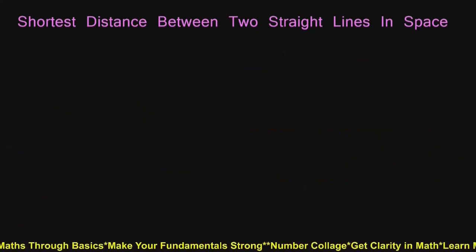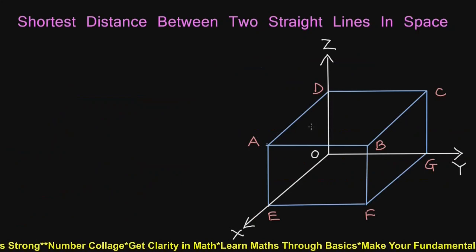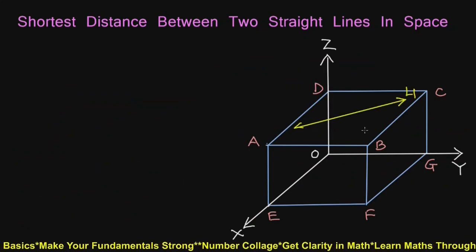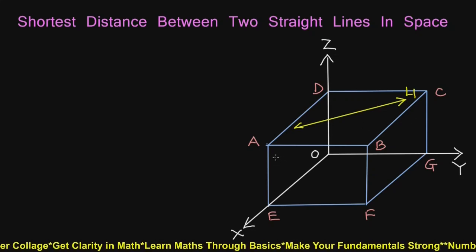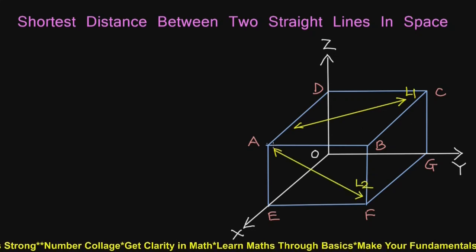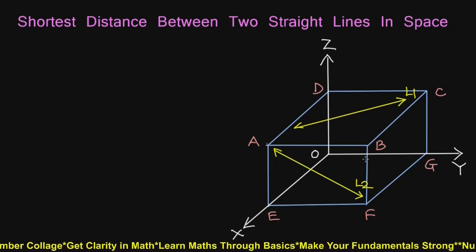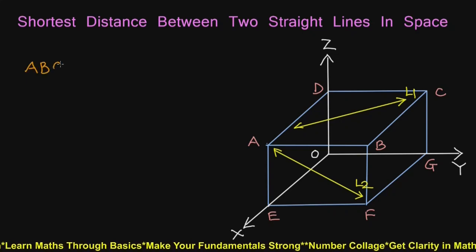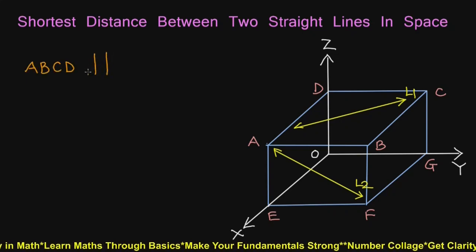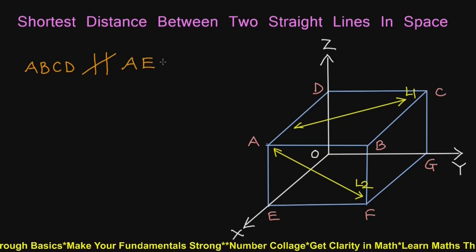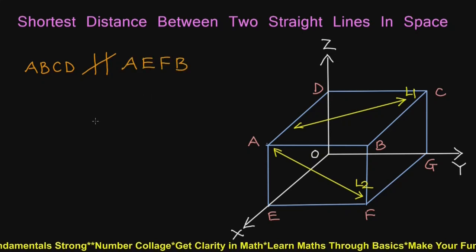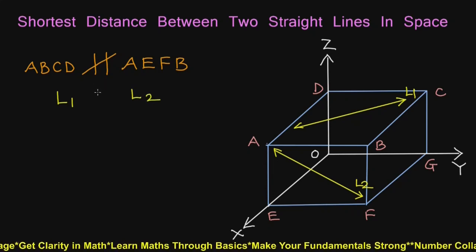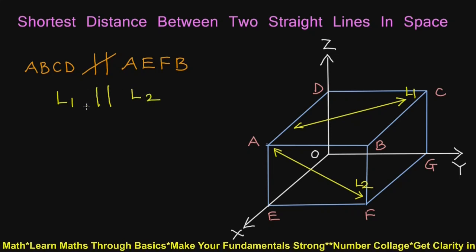In another type, we will consider one straight line L1 in top plane ABCD of this cuboid and another straight line L2 in the side plane AEFB of this cuboid. Now, the top plane ABCD is not parallel to the side plane AEFB. Therefore, the lines L1 and L2 contained in them will also not be parallel.